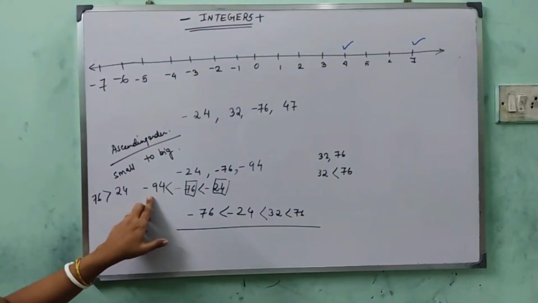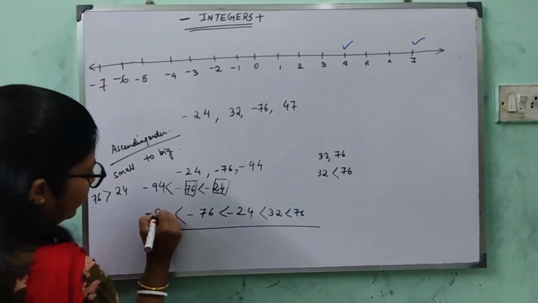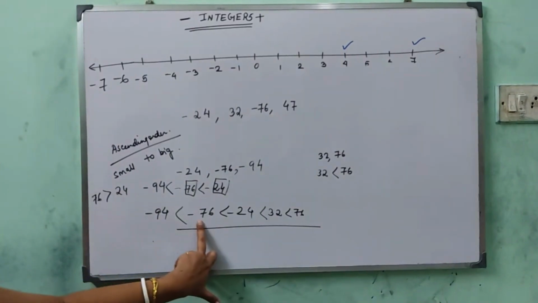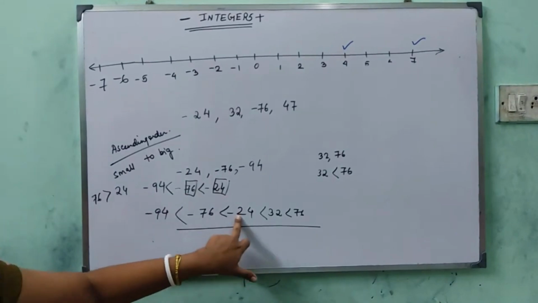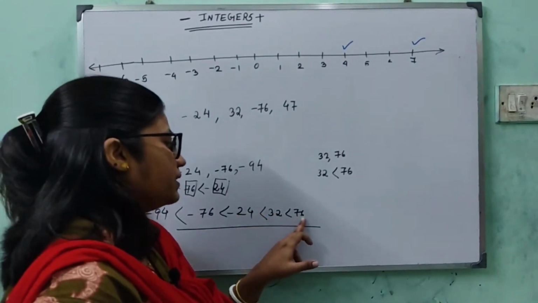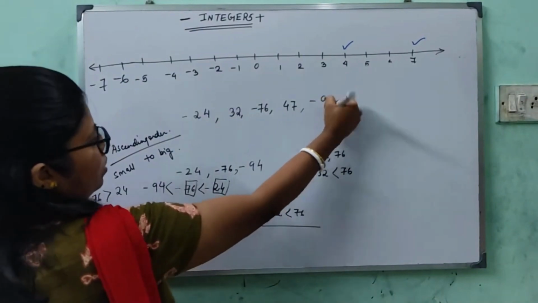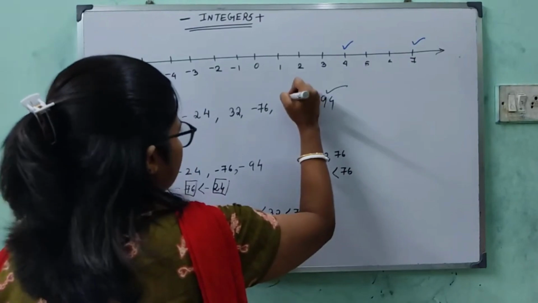So minus 94, minus 76, minus 24. So I would have had a minus 94 over here. So minus 94 is lesser than minus 76, that is again lesser than minus 24, which is lesser than 32, which is lesser than 76. So out of these numbers, the least is this number and the greatest is 47.